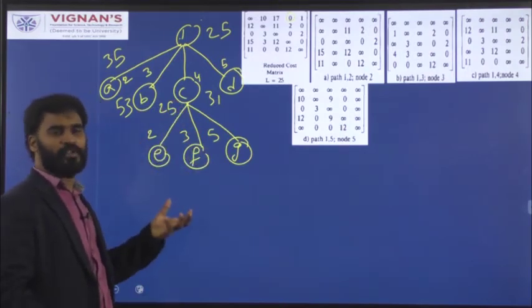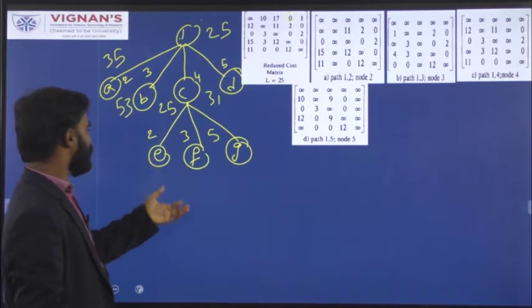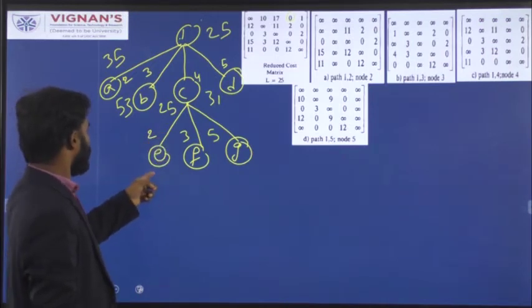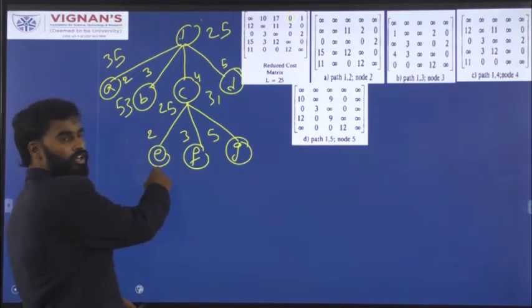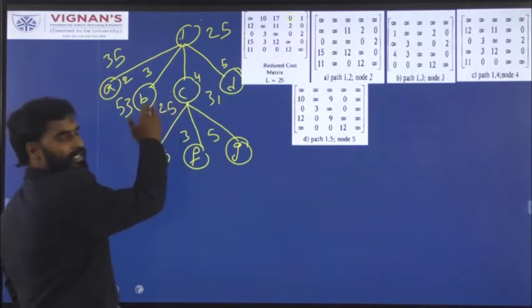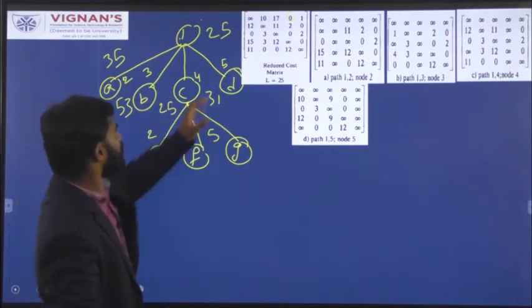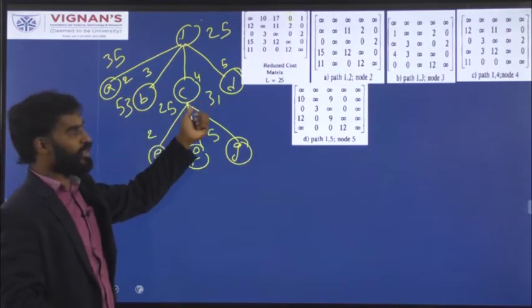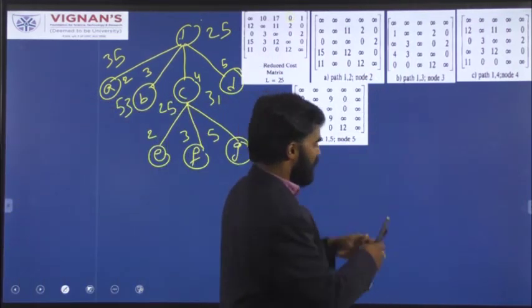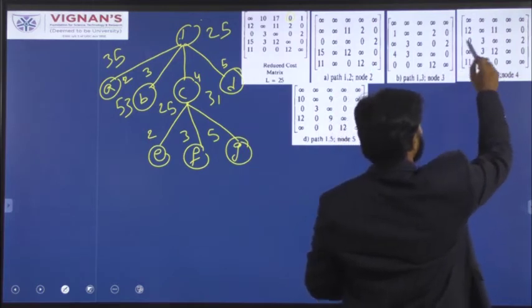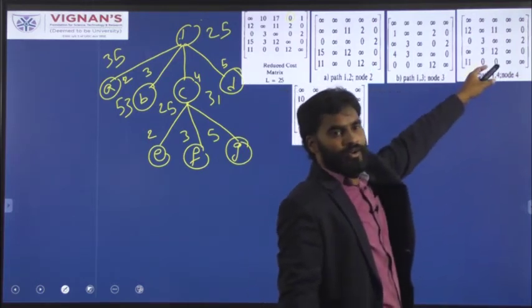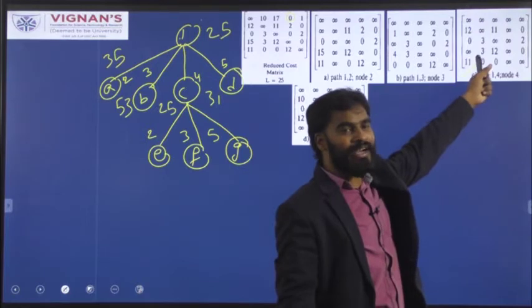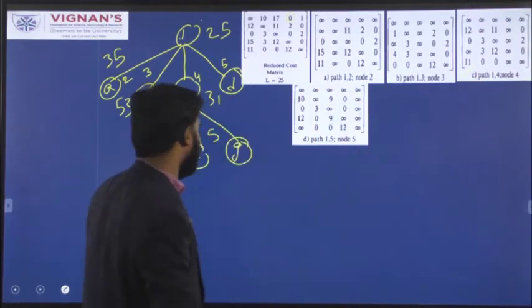Again, you have to do the same procedure for these 3 nodes. Let's do this for node E. For node E, you have to consider the matrix of C. You are not supposed to consider the initial matrix. So consider the matrix of C. This is the matrix for C. From this matrix you have to construct a matrix for E.